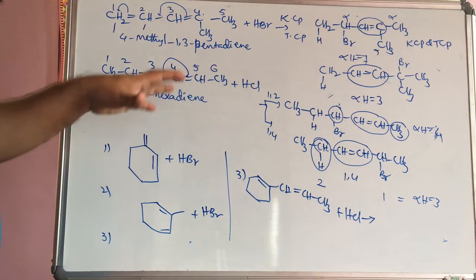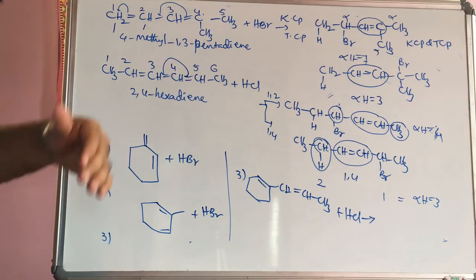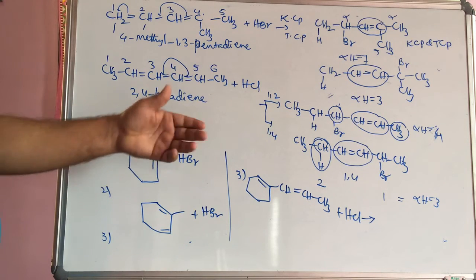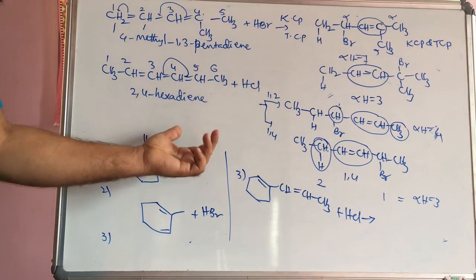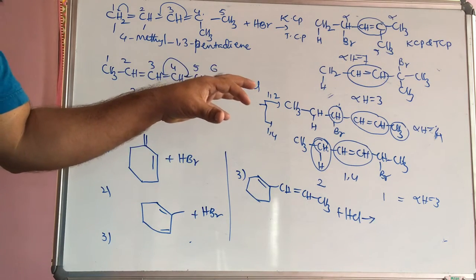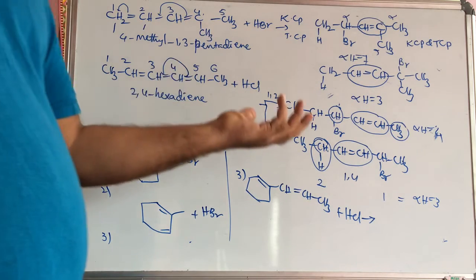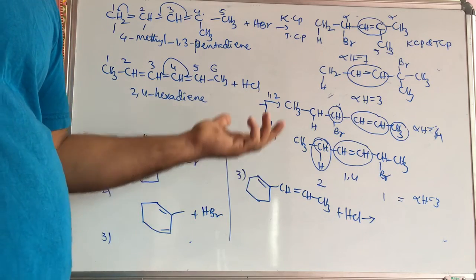Kinetically controlled product means it depends on the carbocation stability and the rate, how fast it reacts to form the product. Thermodynamically controlled product depends on the formed product being stable. So the formed product should be stable. You can find out the number of alpha hydrogens; the more alpha hydrogens, the more stable it is.